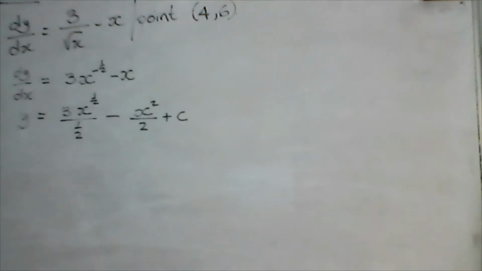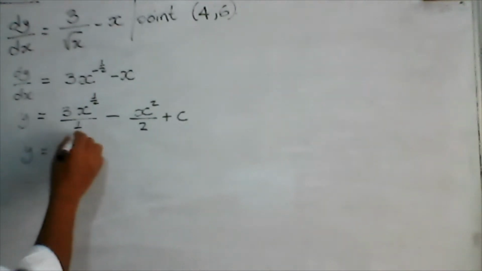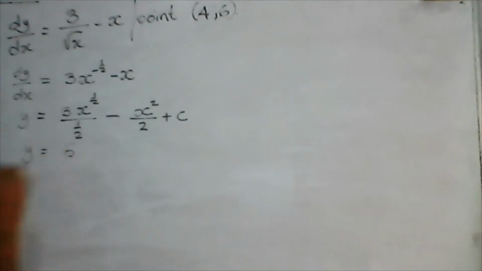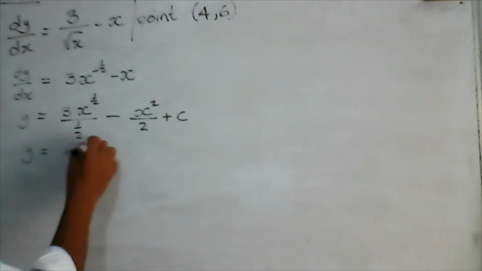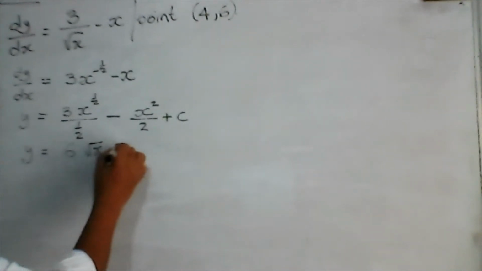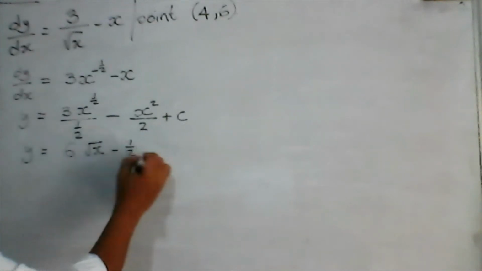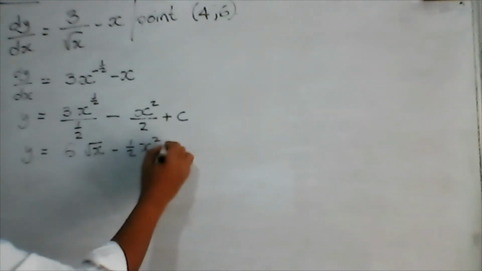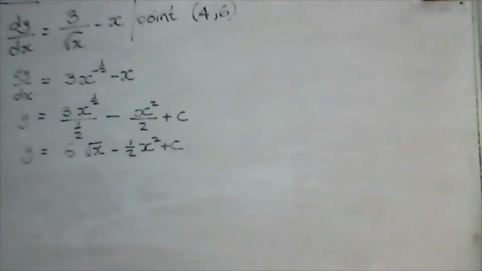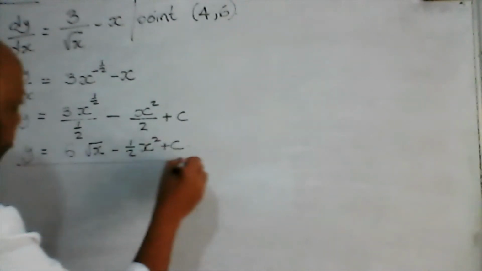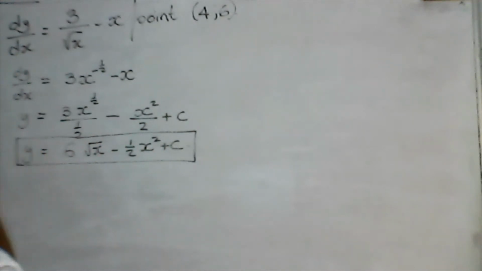Let's tidy this up before we substitute our point (4, 6). Tidying this up a little bit, we get y equals 3 times 2, actually I'm just going to write 6, since 3 divided by a half is 6, the same as 3 times 2. So 6 square root of x, minus 1 over 2 x squared, plus c. What we've got here is the arbitrary solution.